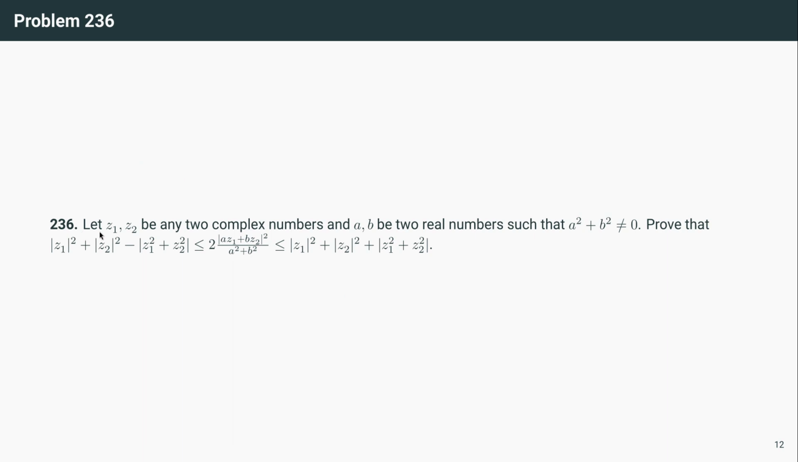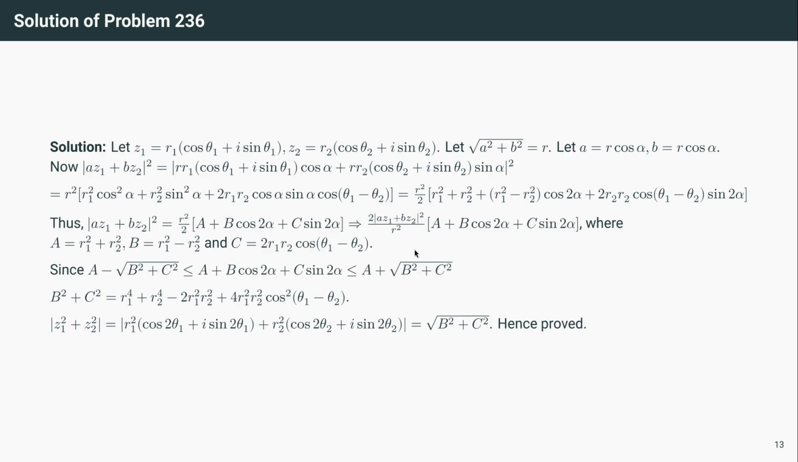Question 236 says that let Z1, Z2 be any two complex numbers and a and b two real numbers such that a square plus b square is not equal to 0. Prove that mod Z1 square plus mod Z2 square is less than or equal to 2 mod (a Z1 plus b Z2) whole square by (a square plus b square), which is less than or equal to mod Z1 square plus mod Z2 square plus mod (Z1 square plus Z2 square).